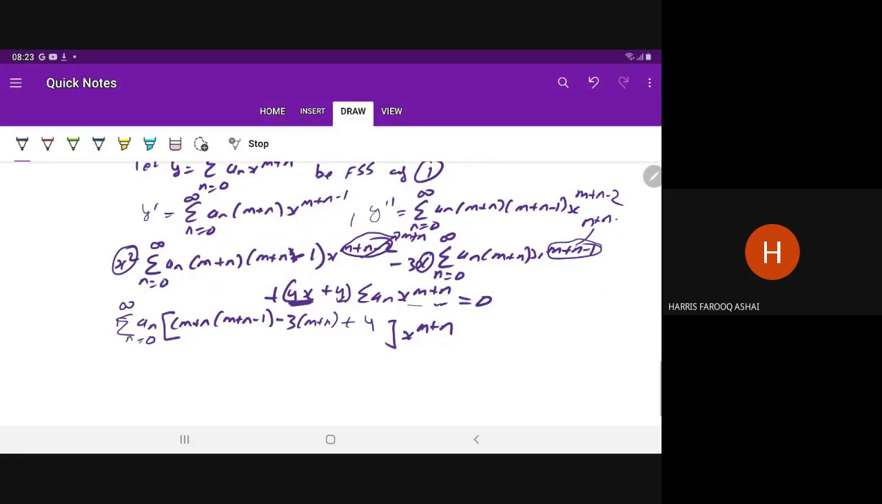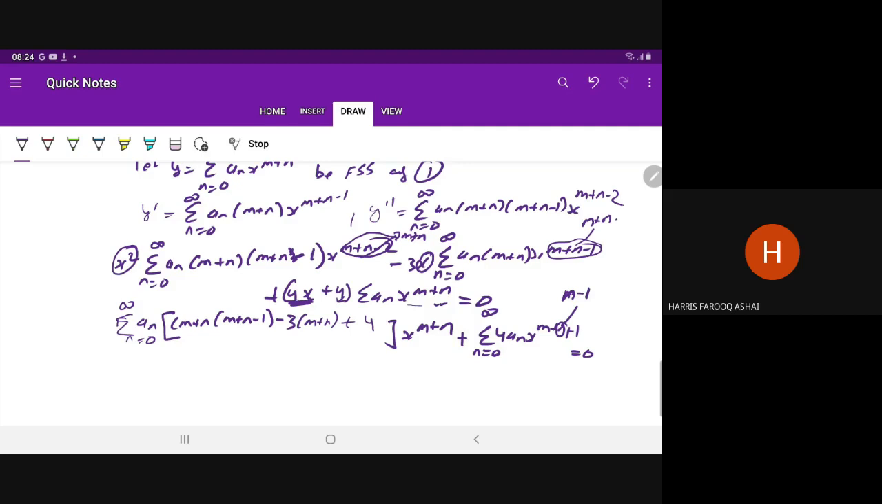So that can be written as summation n is equal to 0 to infinity, and here we have 4 a n x to power m plus n plus 1 is equal to 0. Now I have told you we always have to make all the powers of x as x to power m plus n. So for making this, what do we have to substitute? We have to substitute n is equal to n minus 1.